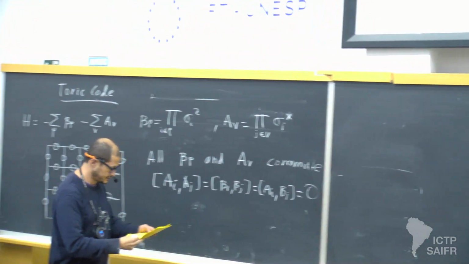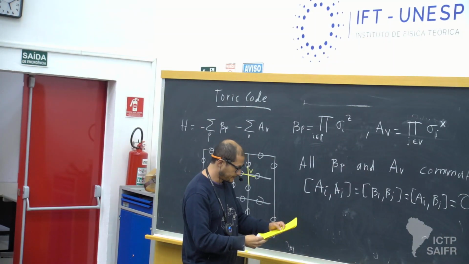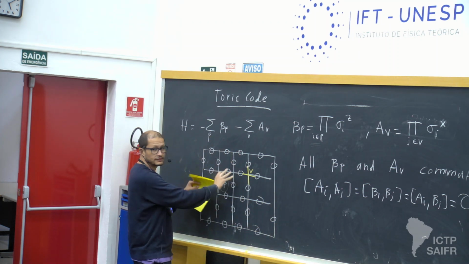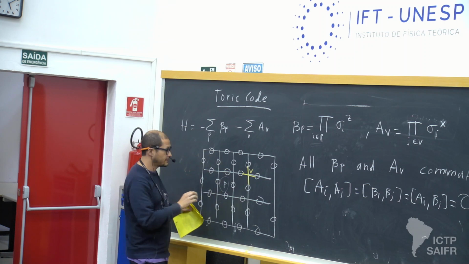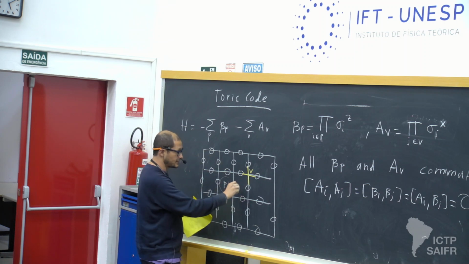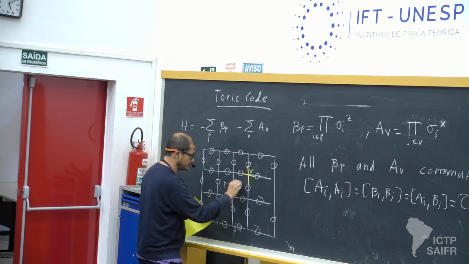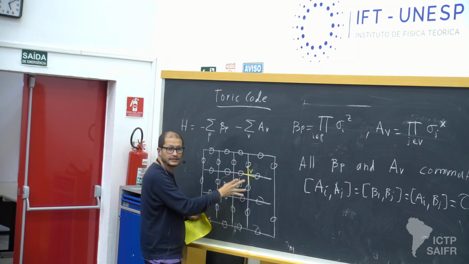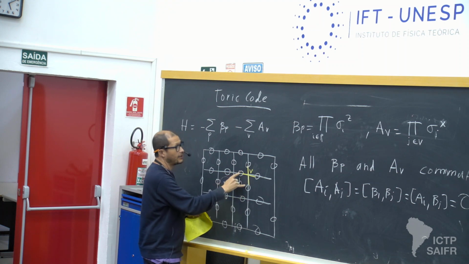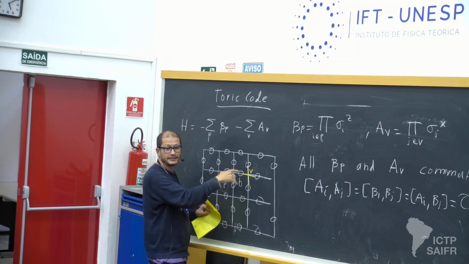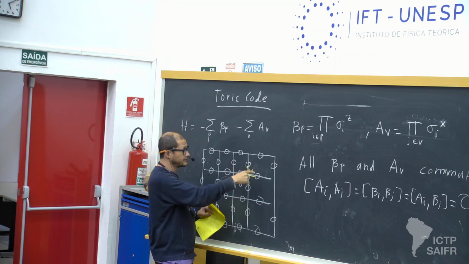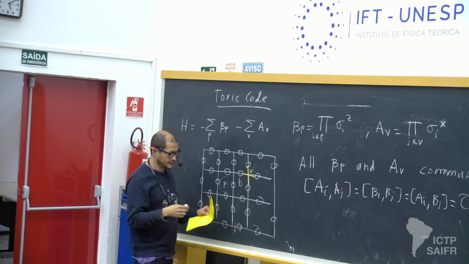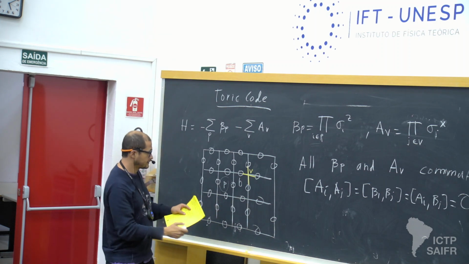Okay, and why is this so? It's because when they do not overlap, they obviously commute. But when they do overlap, say this vertex and this plaquette, there's always a pair, an even number, of Pauli operators that are both in the A and in the B.